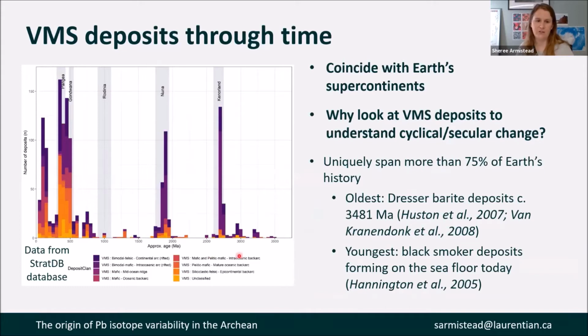You can see here on this plot of number of deposits versus time that they really coincide with Earth's supercontinent cycles. So why look at these deposits to understand cyclical and secular changes? Well, uniquely, they span more than 75% of Earth's history. Unlike other deposit types that only form during certain periods of Earth's history, VMS deposits form right back from 3.5 Ga, where we have the oldest ones we know of, right until today, where we see black smoker deposits forming on the sea floor.